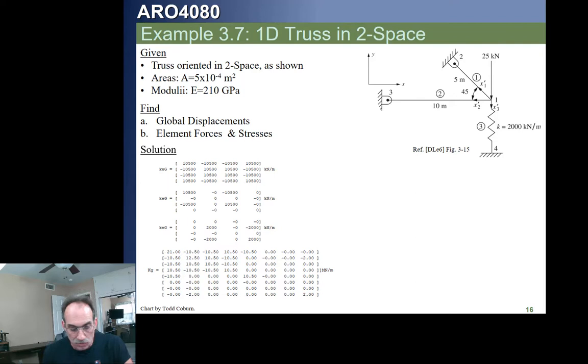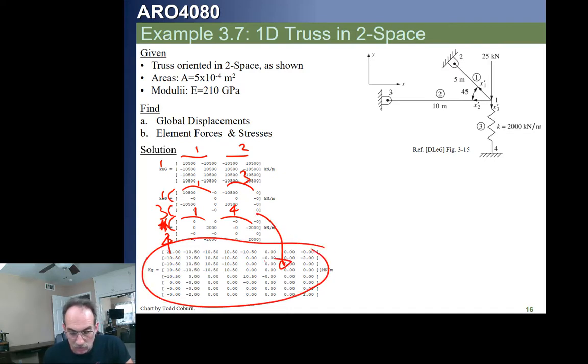global stiffness matrix. We'll see for element 1, we're going from 1 to 2, right? Element 2 goes from 1 to 3. Element 3 goes from 4 to 3, right? And so on. From 1 to 4. And then we can take those and plug those into our global matrix.